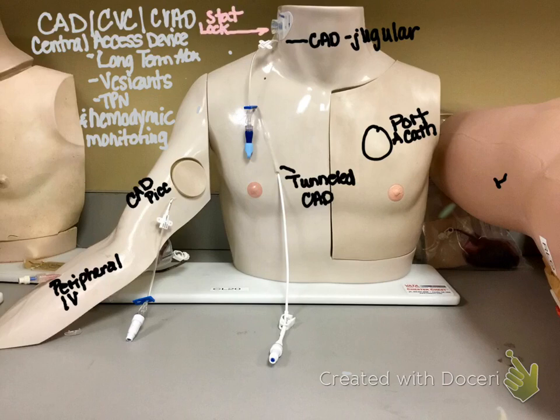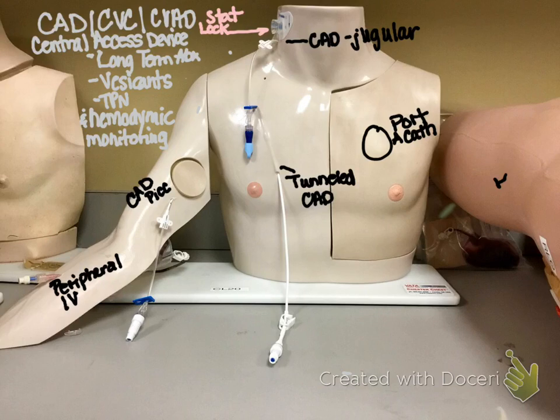And then I told you about the stat lock. So the stat lock is stuck down. It's a big sticky sticker, and then it holds. This would lift up and actually kind of button or clamp into place, and it actually holds it in without having to have sutures.